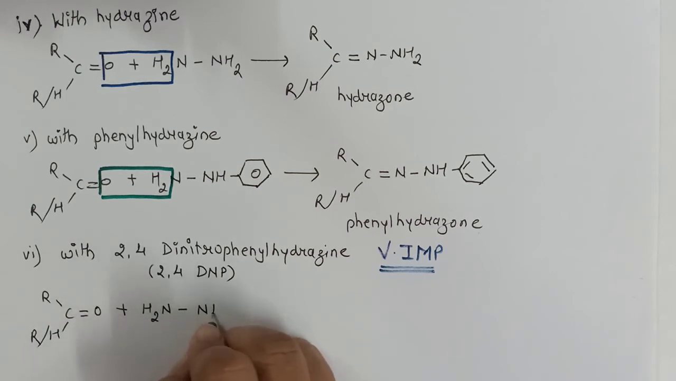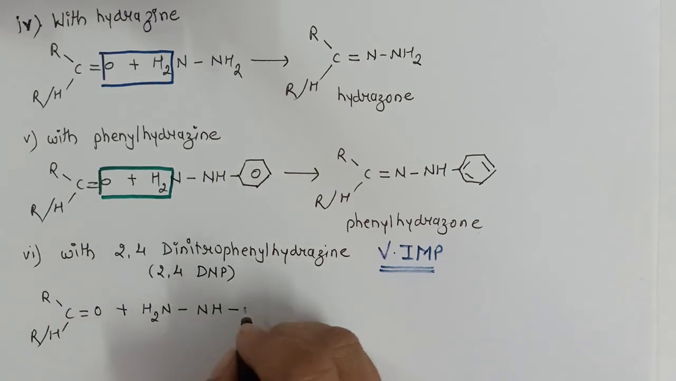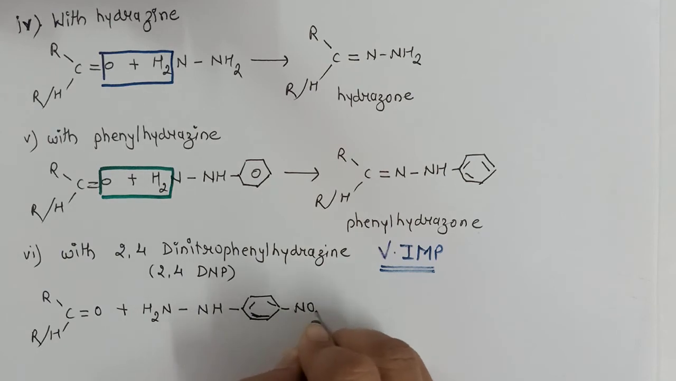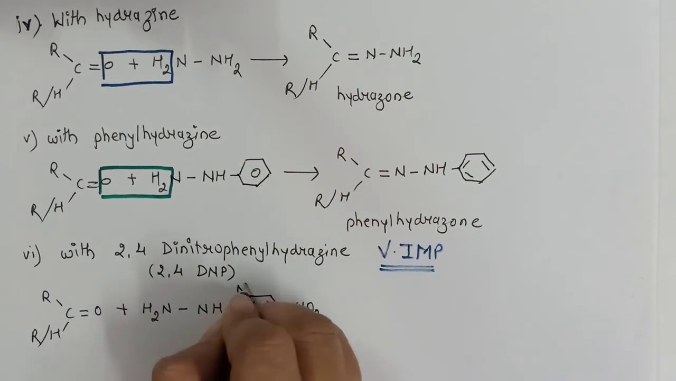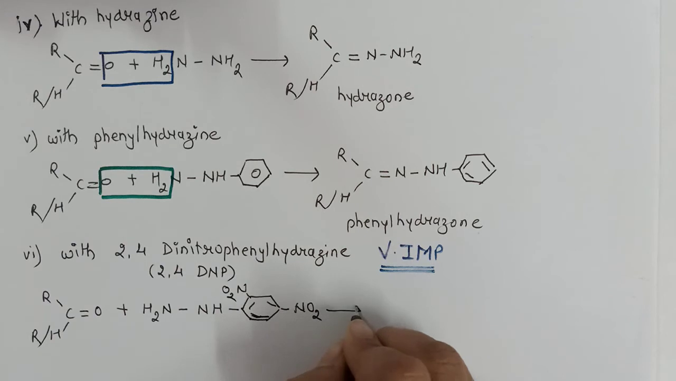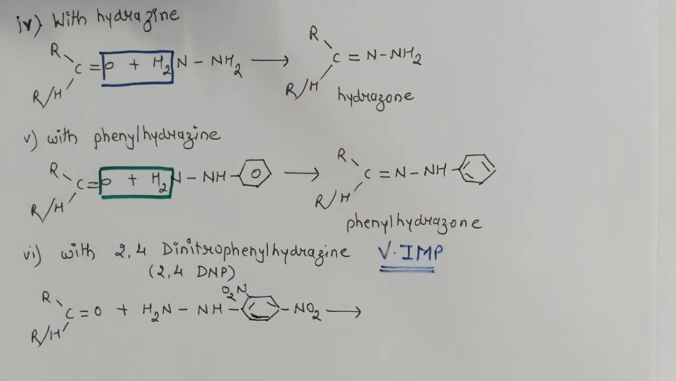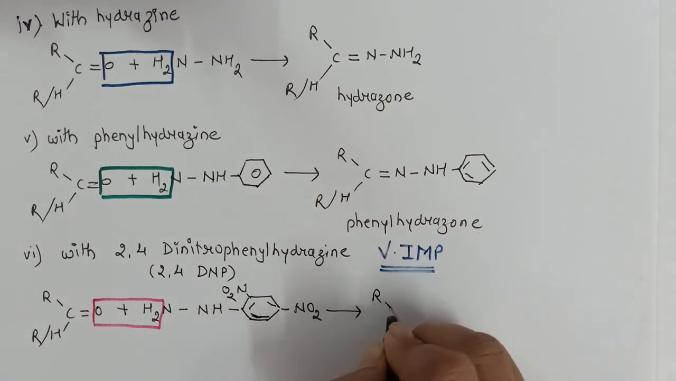The structure of 2,4-DNP is the same as that of phenylhydrazine. The only difference is that there will be two NO2 groups at 2 and 4 position. As usual, there will be loss of water molecule, and we will get 2,4-DNP addition product.